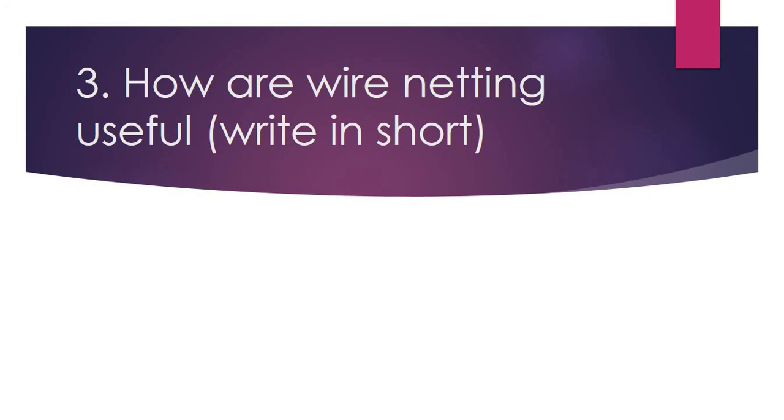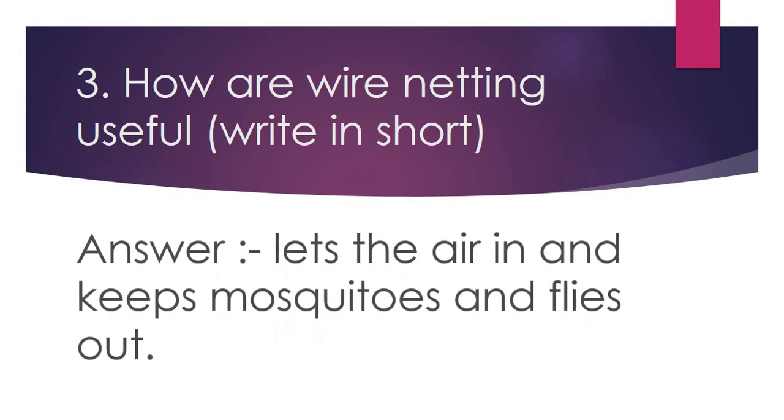I hope as you have to write it in short, you have written the answers. So what I have written is, lets the air in and keeps the mosquitoes and flies outside. When you just close your windows, you don't get the fresh air. But what do you do if you want to get the fresh air and keep the mosquitoes out of the house at the same time? You use wire netting. I hope that you have written the same answer or somewhat like this. Please check your answers properly and check your spellings if you have written something else from your textbook. Be honest, be loyal to yourself.